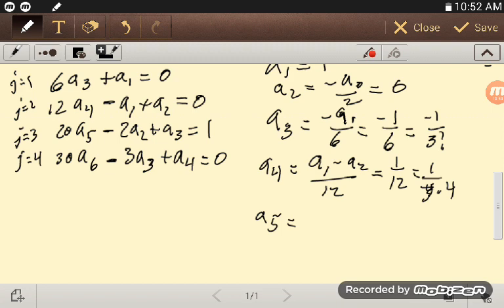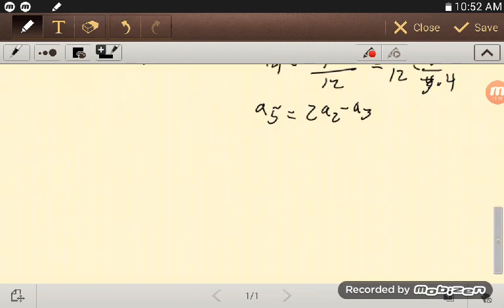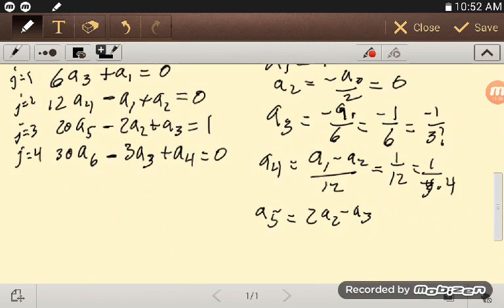A5 was 2A2 minus A3, divided by 20. Now A2 was 0, so that's not there, and then A3 was minus 1 over 3 factorial, and this is minus A3, and so I've got a 4 and a 5, and so that's 5 factorial, so this will be 1 over 5 factorial.